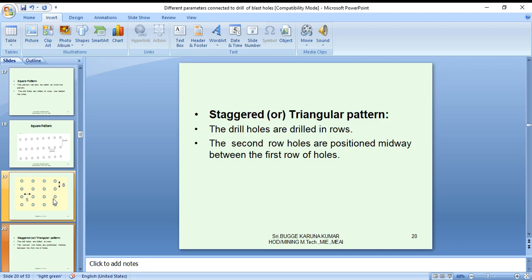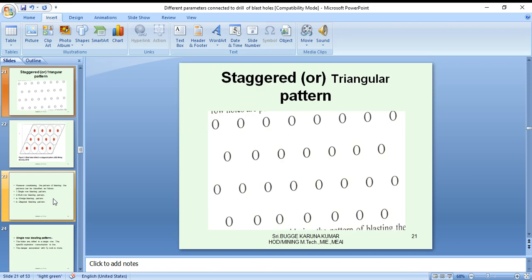Then the staggered or triangular pattern. The drill holes are drilled in rows. The second row holes are not positioned in the middle of the holes of the first row, in such a way that you have to carry forward. This is called a staggered pattern of drill holes. This is an example of the staggered pattern.